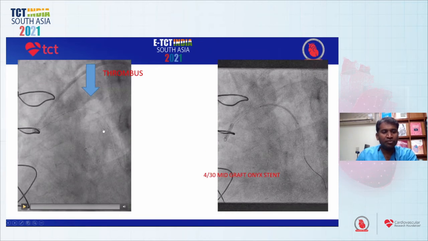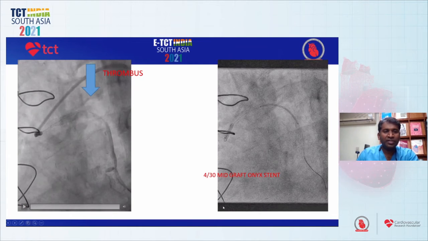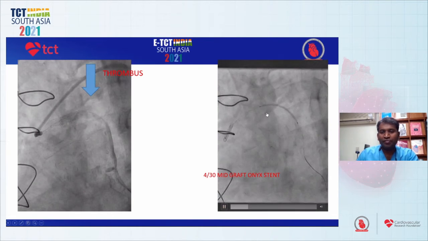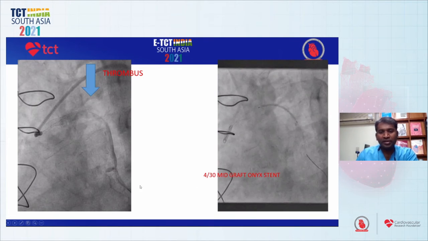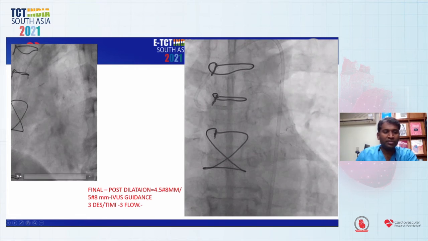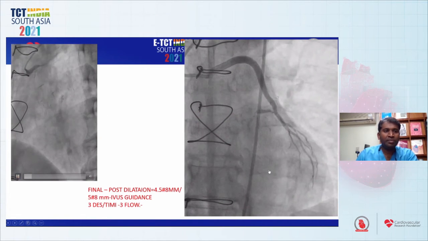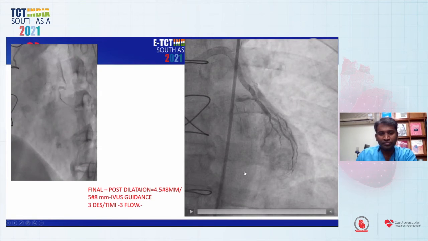This was the angiogram picture after deploying the stent, where you can see a haziness at the distal edge of the proximal stent. So a 4 into 30 Onyx stent was deployed. Because of IVUS help, we have done a post dilatation with 4.5 into 8 and 5 into 8, and a good distal TIMI 3 flow was obtained. This was before intervention, and this was after, with a good distal TIMI 3 flow.